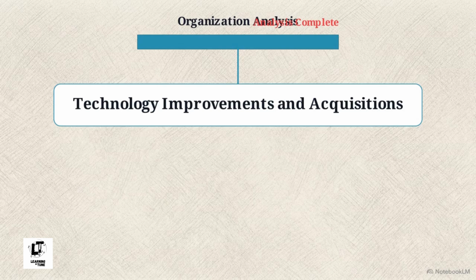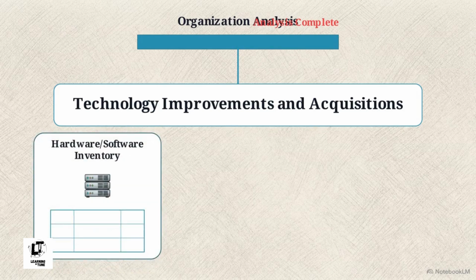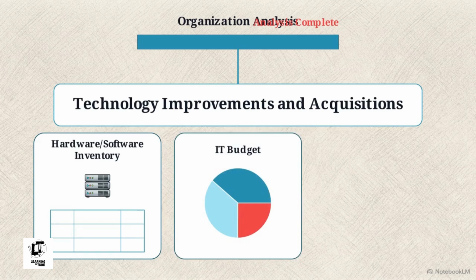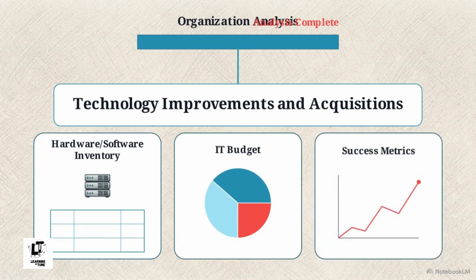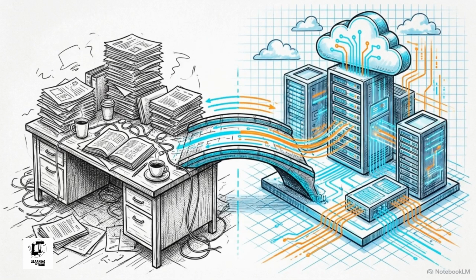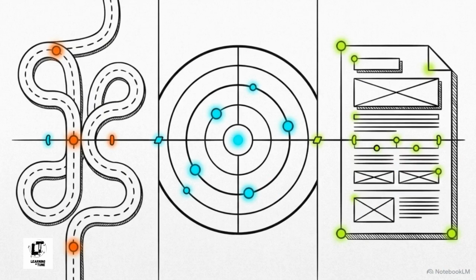Only after that analysis is complete does the plan move to the final phase: technology improvements and acquisitions. Here, the plan mandates 3 outputs: an inventory of required hardware and software, a dedicated overall IT budget, and specific metrics to measure success. Even in its most generic form, an IT plan mathematically links current business realities to future technology acquisitions. Stanford's user-centric roadmap, UNC's data-driven environmental scan, and Baylor's generic baseline all illustrate a central theme.